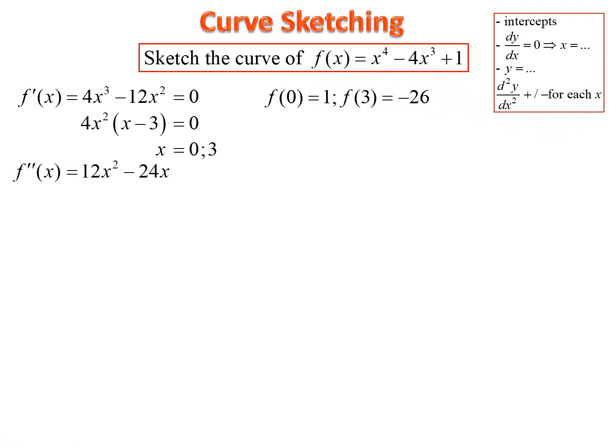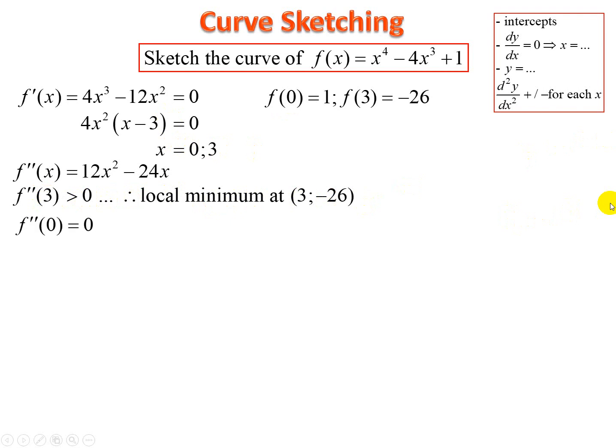Now let's test the stationary points. So I now find the second derivative, and I'm going to substitute each of these into it. So I substitute 3, and I get a number greater than 0. So that means a local minimum at (3, negative 26). And 0, oh dear, it gives me 0. So that means I have to test further.